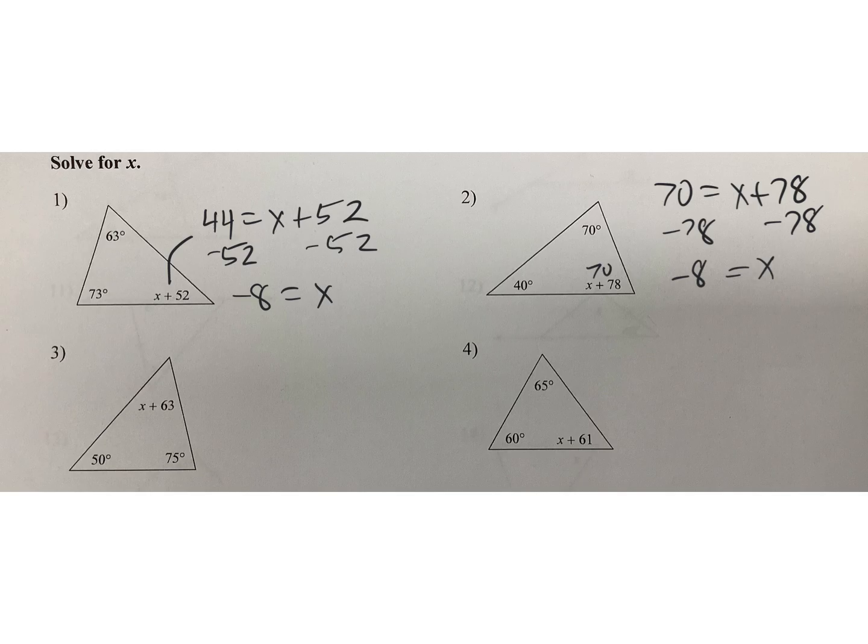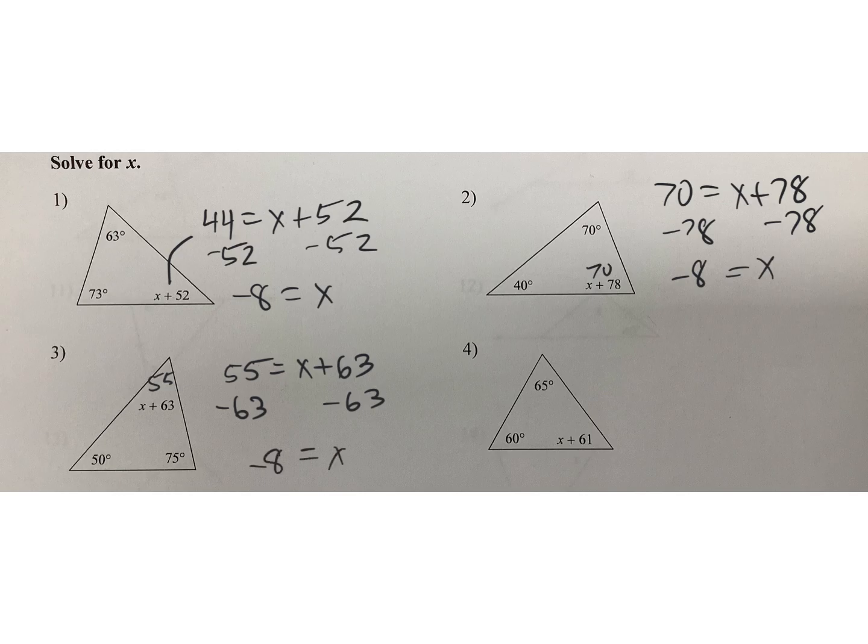Number 3, again, 180 minus 50 minus 75. That gives you 55 degrees. So 55 is equal to x plus 63. Subtract the 63, get -8 again.